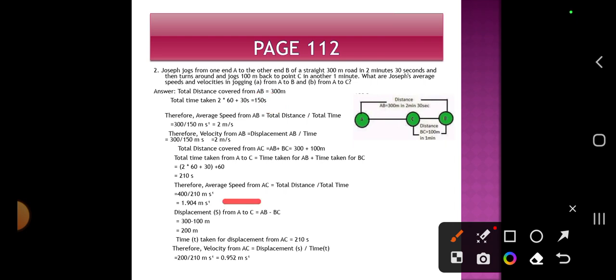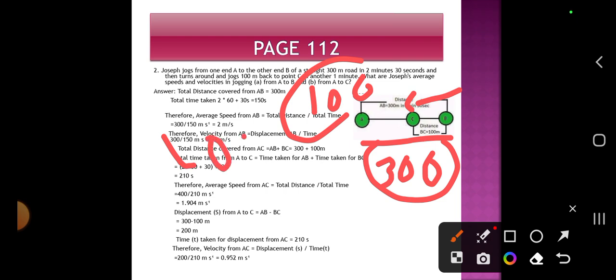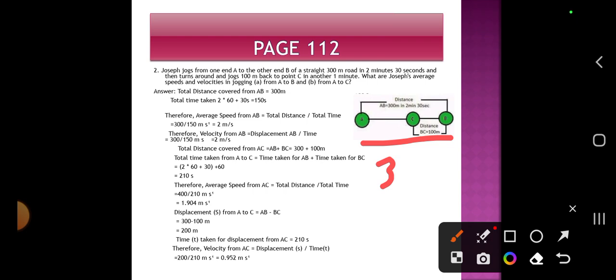Now average speed is the total distance upon total time. Now what is the total distance? We know that AB is 300 meters and BC is 100 meters. So the total will be 300 plus 100, that is 400 meters. So total distance and total time we got, so we will get the average speed. This is the average speed we have.